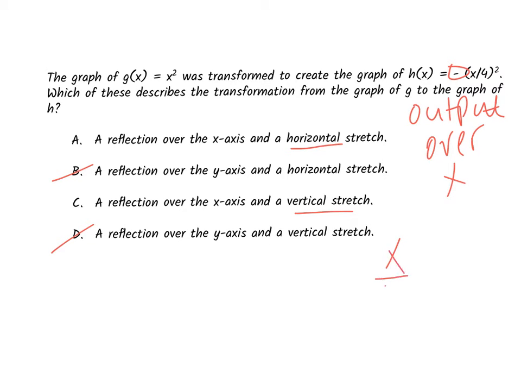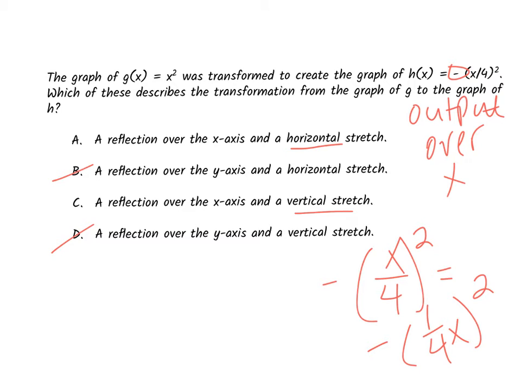So if I have x over 4, that is really like saying negative, in parentheses, 1/4 x. Okay? So here's the thing. These are all stretches. So we just got to figure out horizontal, vertical. Since this number is inside the parentheses, we are talking about the input, so we're talking about horizontal. Okay, because that's our input axis, so to speak. That's our x values. So it has to be A.